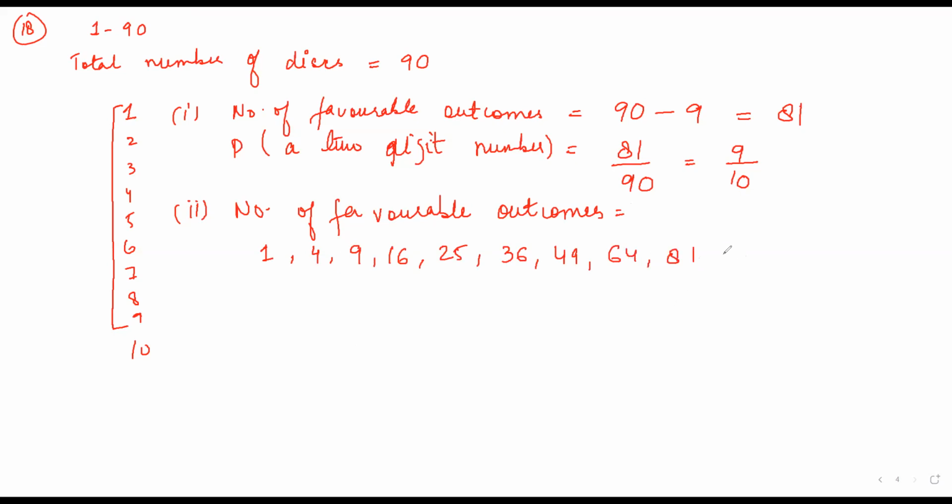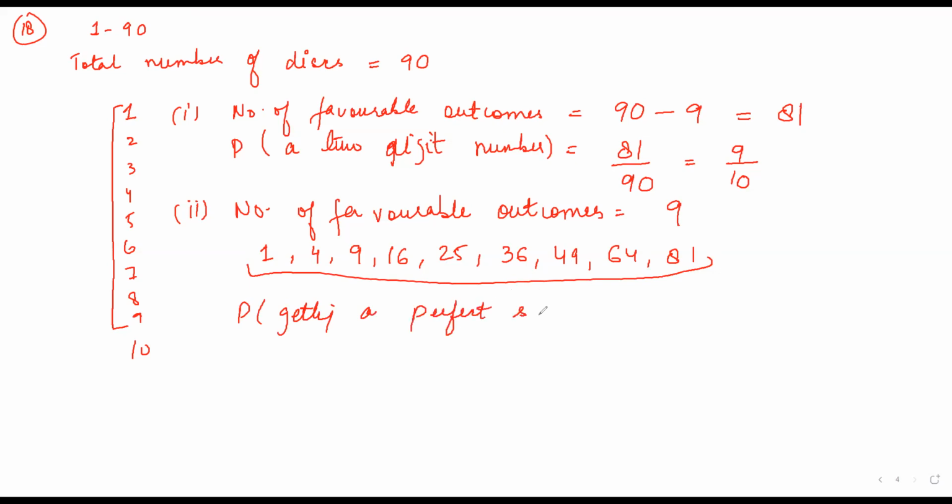And 10 into 10 is 100, which is actually going out of 90. Within 90, we have to see. So how many numbers are there? 1, 2, 3, 4, 5, 6, 7, 8, 9. There are 9 perfect squares. So number of favorable outcomes are 9. Is this clear, everyone? Yes. You can mention these in your copy so that you can remember. So the probability of getting a perfect square is favorable 9 out of 90. So it will be 1 by 10.